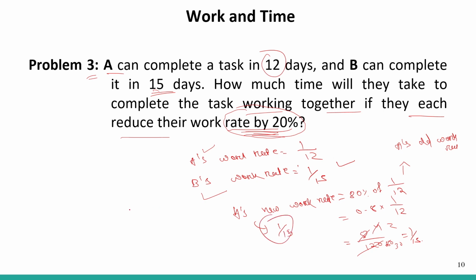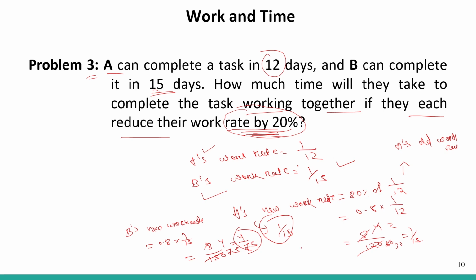Okay. So B's new work rate is equal to 0.8 into 1 by 15, right? So this is equal to 8 by 150. This is nothing but 4 by 75. So 4 by 75 is B's new work rate.